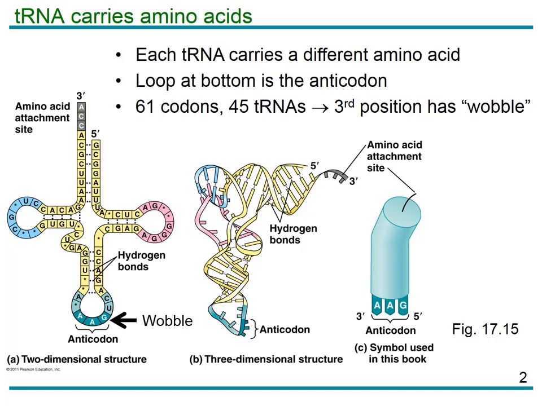That's because the third position of our anticodon is said to have wobble. So with tRNAs, these anticodons, the first two positions bind very faithfully to the mRNA, but that third position doesn't bind with quite as much precision. And so there's 61 different possible codon sequences that code for amino acids, but we only have 45 tRNAs that recognize those codons.